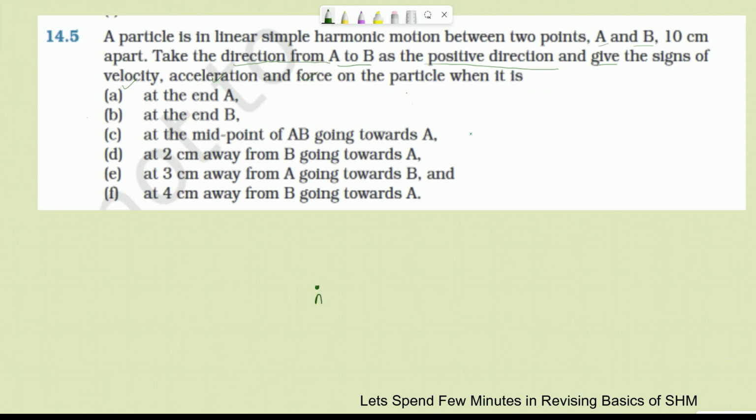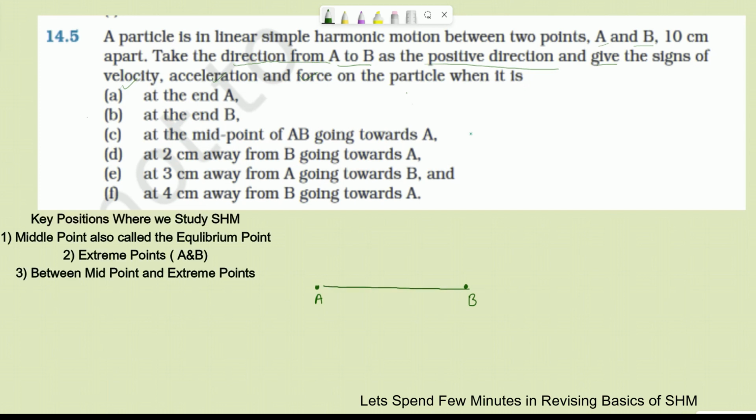So if this is point A, and this is point B, you have a gap of 10 centimeters, which is given to you. This is not drawn to scale. This is just 10 centimeters. And now the direction from A to B is supposed to be positive. So let's say I draw this direction, and A to B is positive. This is very important because a sign convention is used.